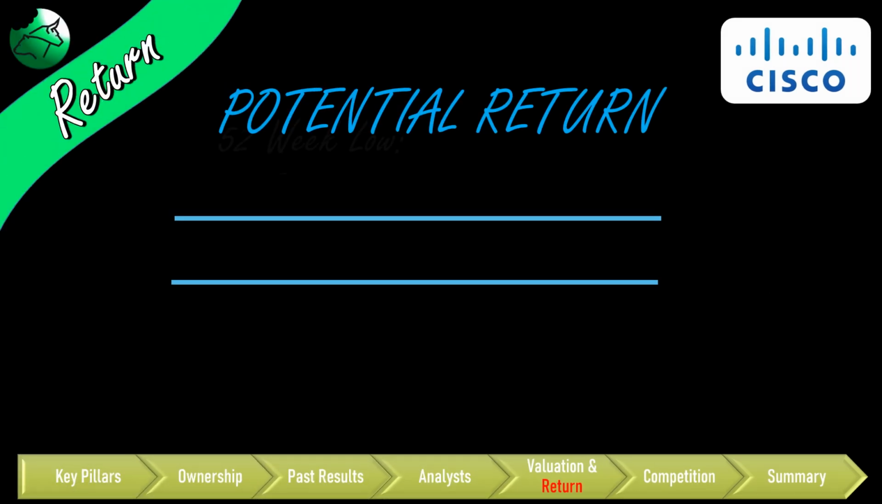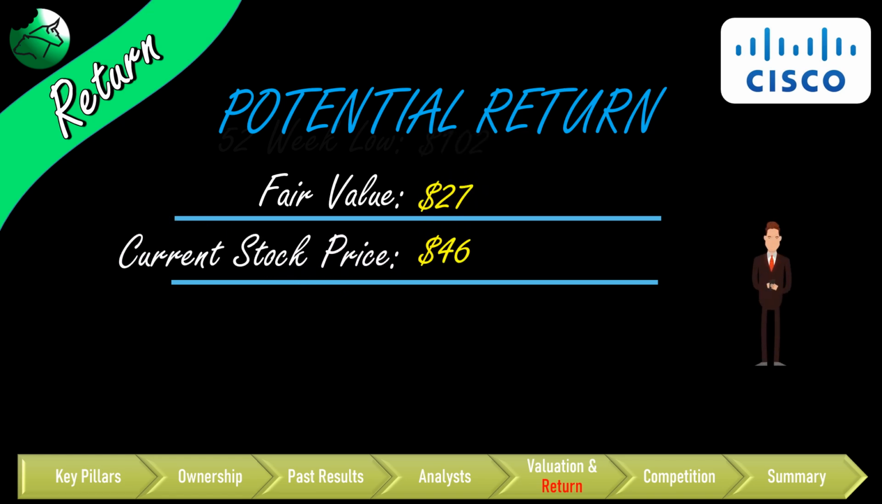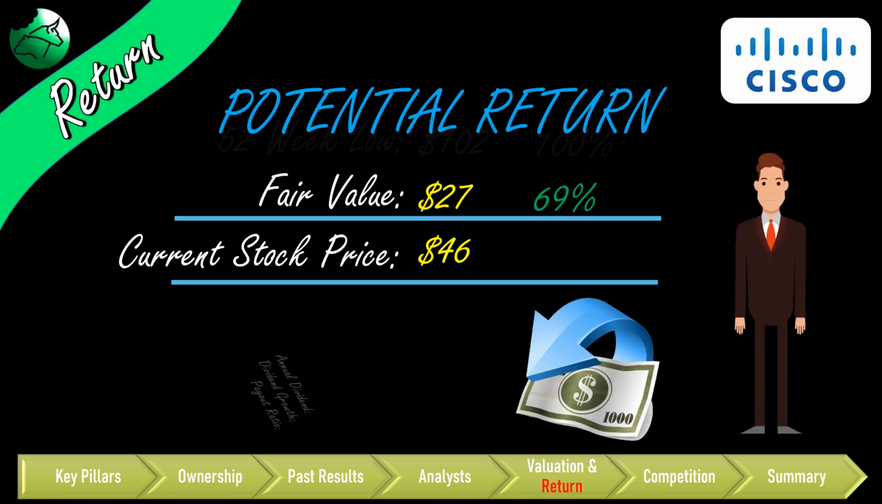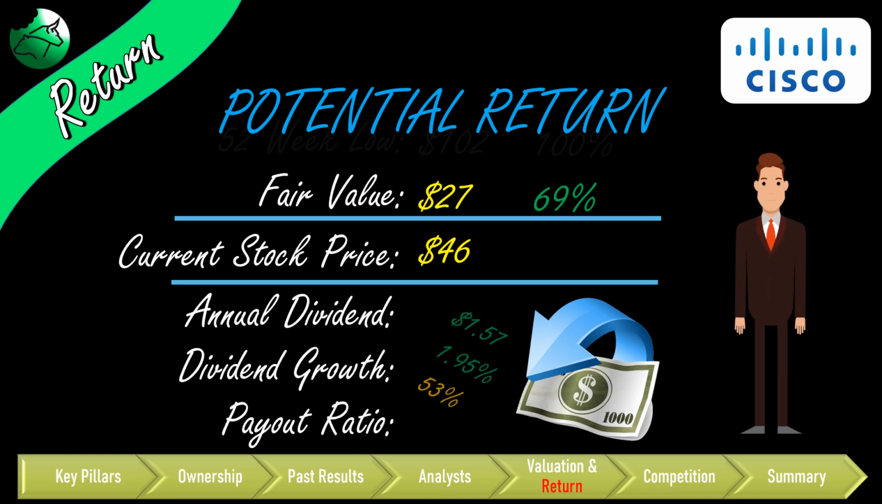Using my dividend discount model, my calculated fair value is $27, whilst the current stock price is about $46. Therefore, there's a 69% difference between both values. If you were to reinvest a current dividend of $1.57 and it were to stay the same, it would take about 4 years and 4 months to get to today's current stock price. The dividend growth for Cisco is 1.95 and the payout ratio is at its highest acceptable level of 53%. So it's questionable if the company is capable of becoming a reliable dividend income.